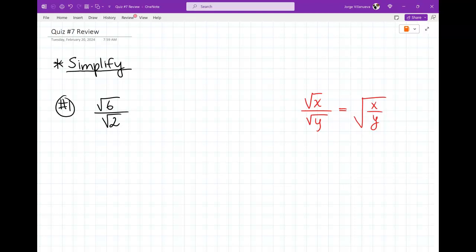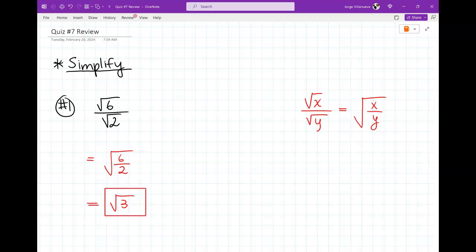So notice, number one, I have radical 6 divided by radical 2. So what I'm going to try to do is see if I can kind of put them together. Okay? So I'm going to write it as radical 6 over 2. 6 divided by 2 is 3, so that actually worked out nicely. Radical 3. Can I do anything with that? Remember, my whole point of this exercise was to remove the square roots from the bottom, right? Did I do that? Is it gone? Yeah, so I'm done.